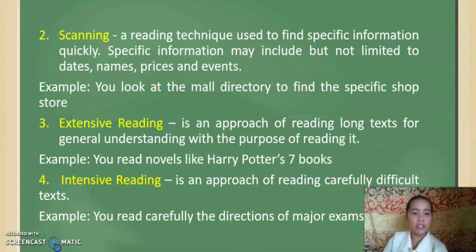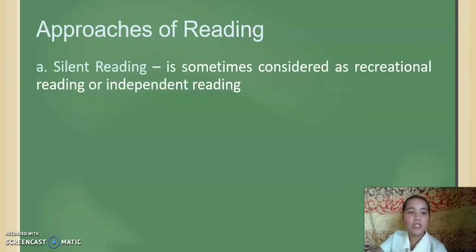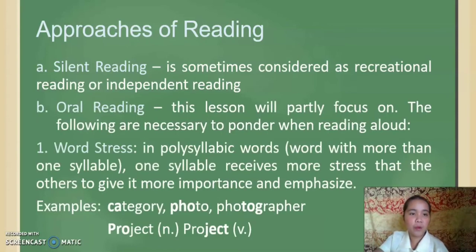Okay, the second lesson is about approaches of reading. Now, approaches of reading, there are two types. The first one is silent reading. So it's sometimes considered as recreational reading or independent reading. Well, in silent reading, you only read through your mind, and it is also independent because you usually do it by yourself.